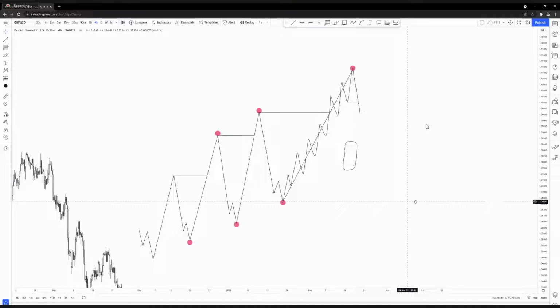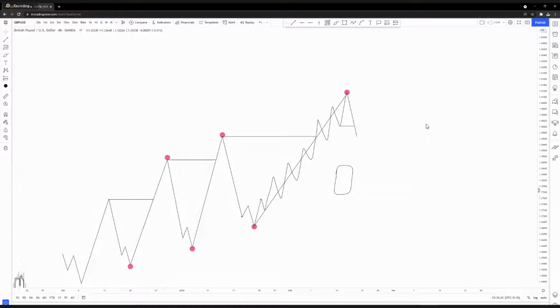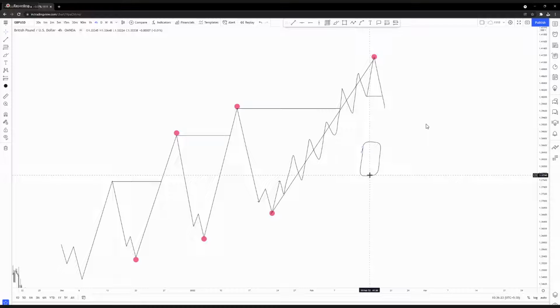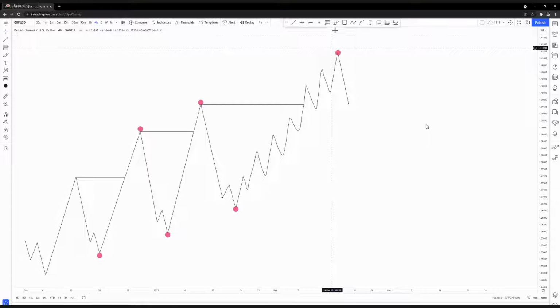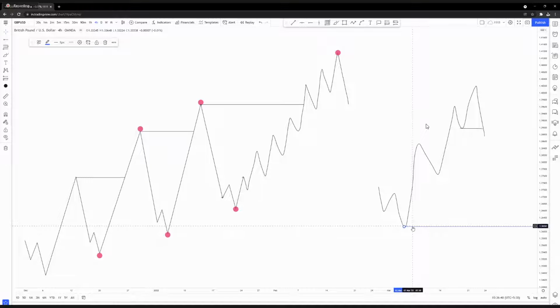Some people use body to body, some people use wick to wick, some people use body to wick or wick to body, all of that stuff. But for me, this is what I'm gonna use. This is what you want to see. In simple words, you want to see a bullish QM and then a bearish QM. That is what confirms your trading range.